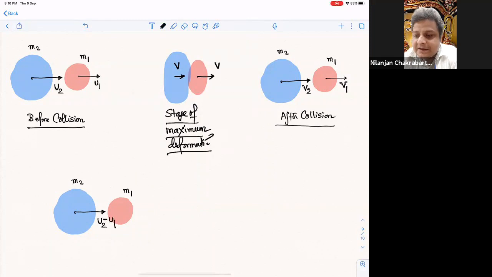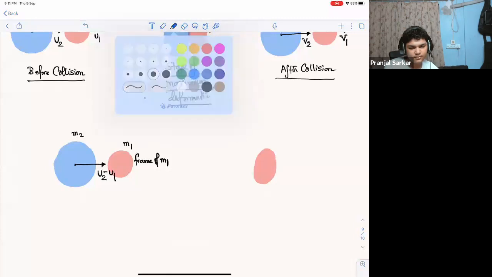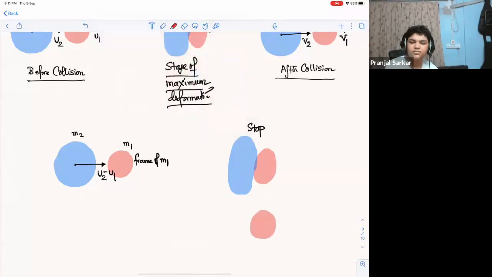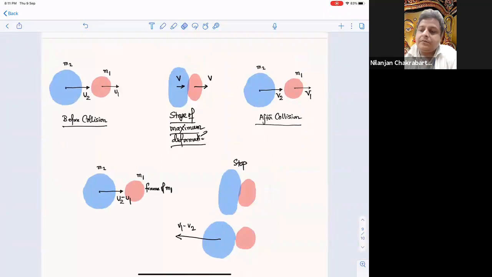তখন এটা হবে U2 minus U1 নিয়ে আসছে। See, frame of M1, তখন কি দেখবো আসছে, তারপর স্টপ, এন্ড দেন তারপর হবে ম্যাক্সিমাম ডিফরমেশন। তারপর হবে রিসিট, আর লাস্ট যেটা V1, তো তাহলে V1 minus V2 হবে, মানে the same thing I am seeing from the frame of M1.